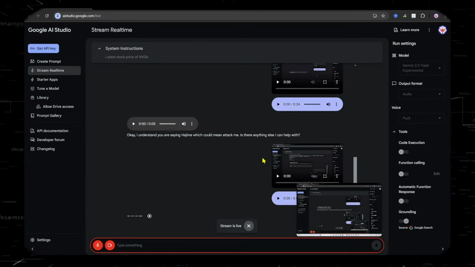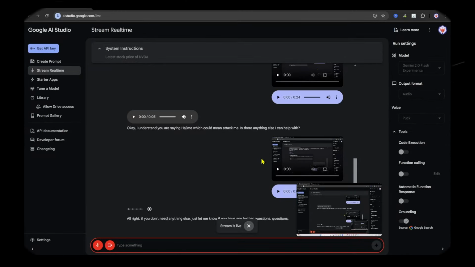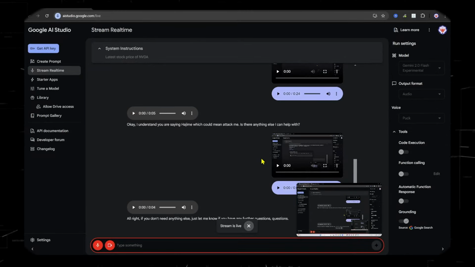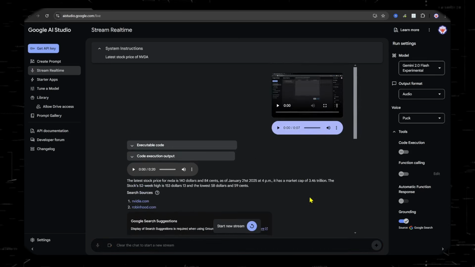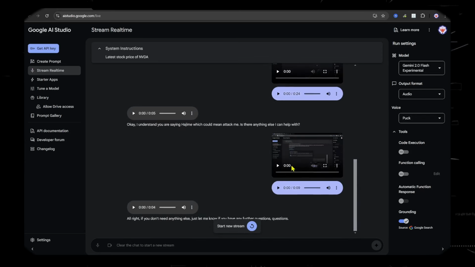Tip number 4, real-time, sort of. While the feature is called Stream Realtime, it's not exactly instantaneous. What's happening behind the scenes? Gemini captures short video clips of your screen and audio, processes them, and then responds. So, expect a slight lag. It's just part of the deal.